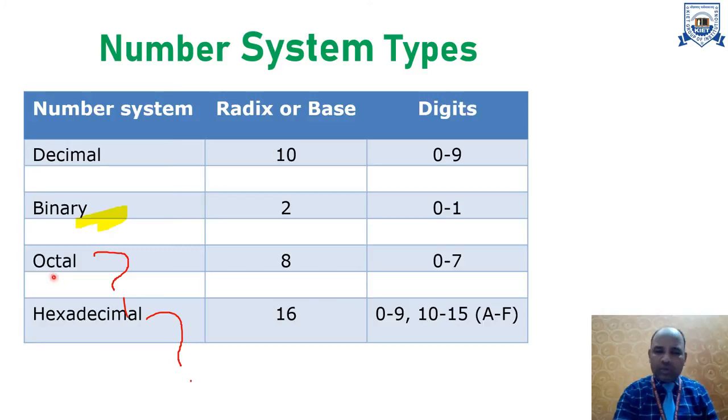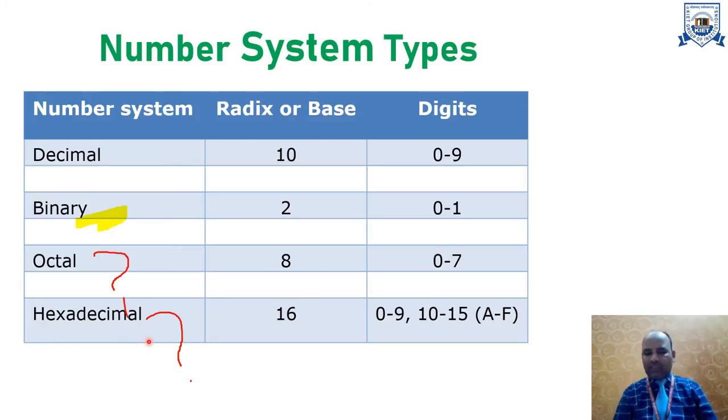Now let us have a look at the octal number system. As the name suggests, the base of this number system is 8, and it is 8 because the digits are 0 to 7. These are 8 digits, and that is why the octal number system has base 8.